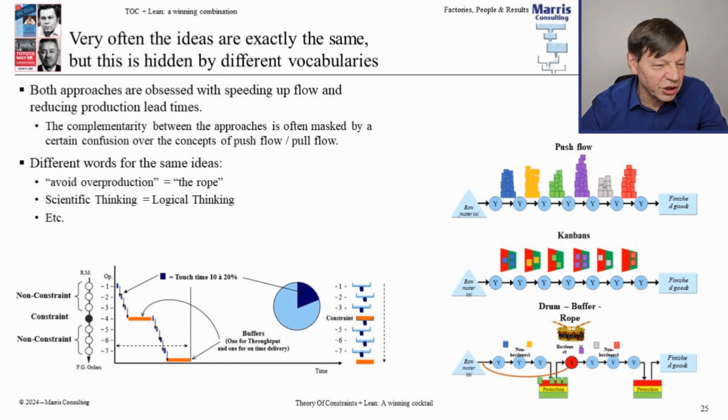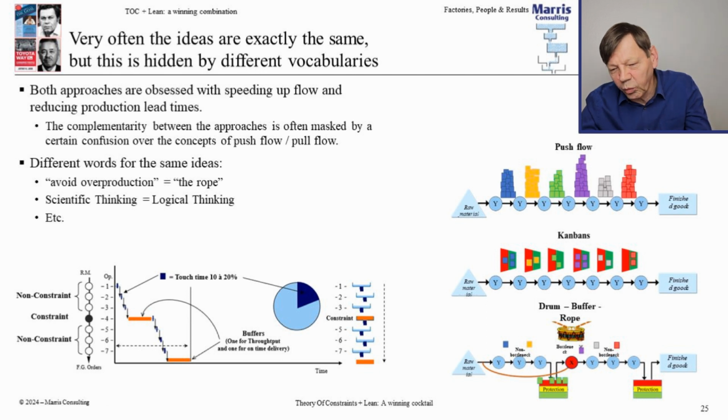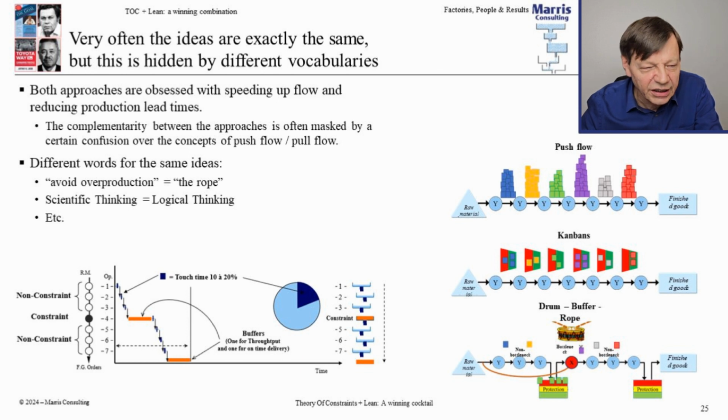So words such as avoiding overproduction, right? One of the wastes is the rope of the theory of constraints. Scientific thinking of lean is logical thinking in theory of constraints, etc. I won't describe in detail what the differences are. It's partly because of push and pull flow. I'm not sure even I've understood the difference if you think hard about it.